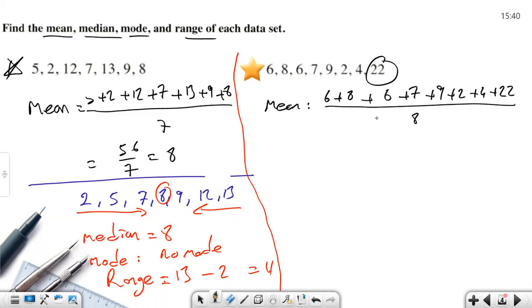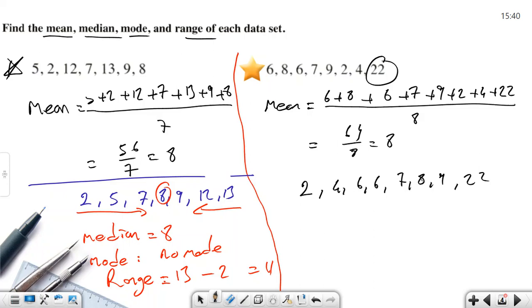8. Divided by 8. The mean is equal to 64 divided by 8, and this is exactly 8. Let's calculate the median. So what is the smallest value here? 2, then 4, then 6, again 6, 7, 8, 9, and 22. What is the median here?